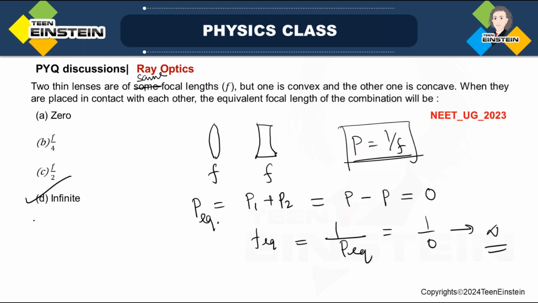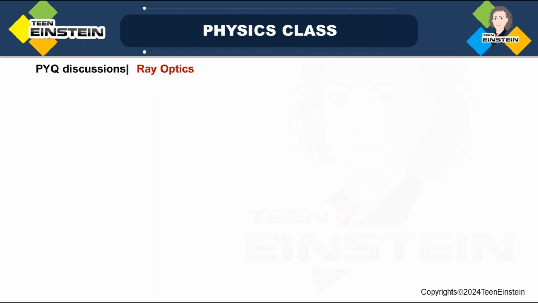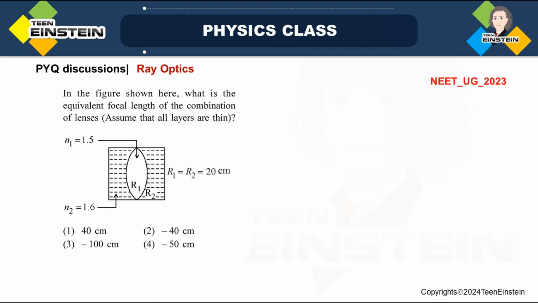This was a very simple question. Now we'll take up this question, which is also a very good question. In the figure shown here, what is the equivalent focal length of the combination of lenses? Assume that all lenses are thin. First observe the figure.